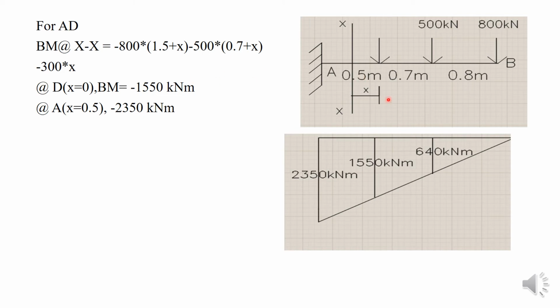So you will get the value of bending moment at A by considering h equal to 0.5, and to get the value of bending moment at D, consider h equal to 0, and you will get the value of bending moment at D as 1550 kilonewton meters and at A as 2350 kilonewton meters. All these bending moment values are negative, so it will appear on the downward side of this baseline, okay, and mark it as negative and also shade the region, okay.